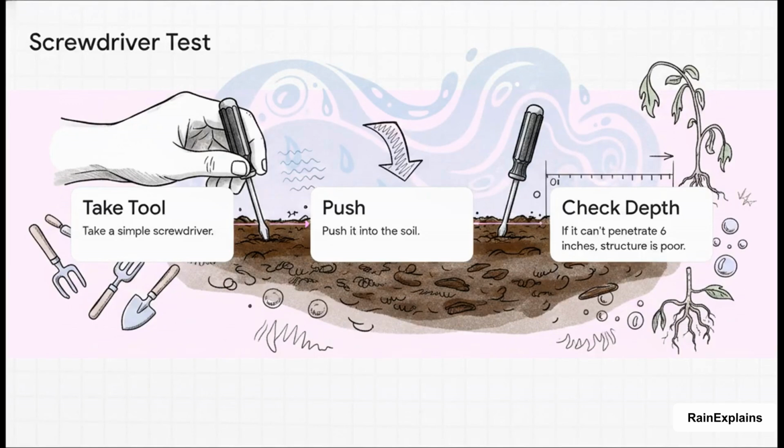Just grab a standard screwdriver from your toolbox and push it into the ground. If you meet heavy resistance and cannot easily penetrate the top 6 inches, your soil is way too dense. That compaction is actively restricting root expansion and suffocating the soil by blocking oxygen diffusion.